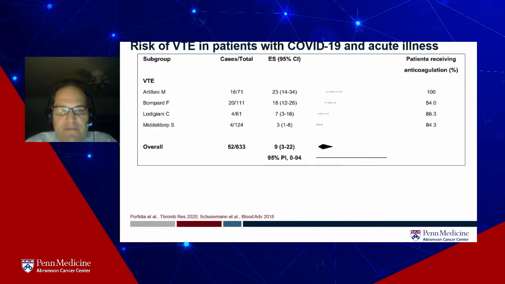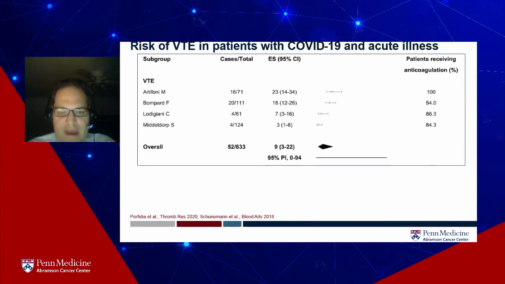What about the risk of VTE in patients with COVID-19 and acute illness, the kind of patients that we would typically find on general wards? Well, here is a forest plot from the same meta-analysis, 4 studies that showed despite the use of prophylactic intensity anticoagulation, a risk of VTE of 9% with a 95% confidence interval of 3 to 22%.